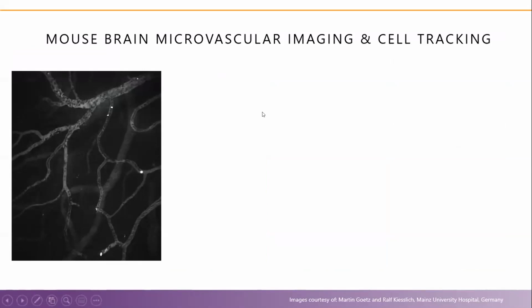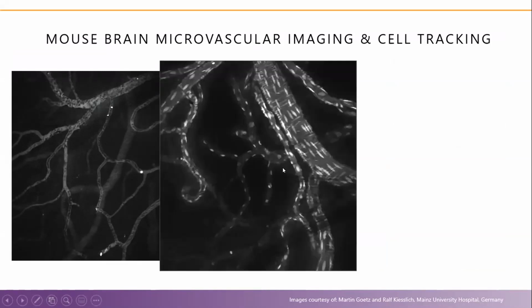So the basic application is you can do the microvascular imaging and cell tracking. So in the left, in this image, you can see the blood vessels of the mouse brain. And what was done was sodium fluorescence was injected, and you can see the nice architecture of the blood vessels because of the flow of sodium fluorescence. And after sodium fluorescence, acriflavine was injected intravenously. So acriflavine goes and binds to the nucleus of smooth muscle cells.